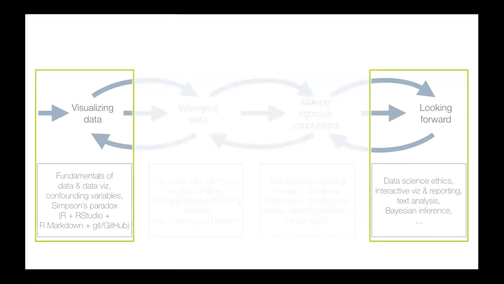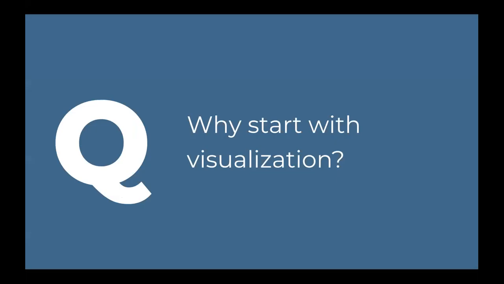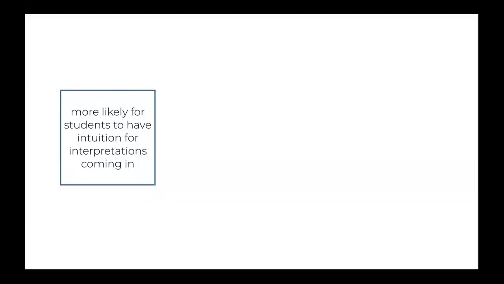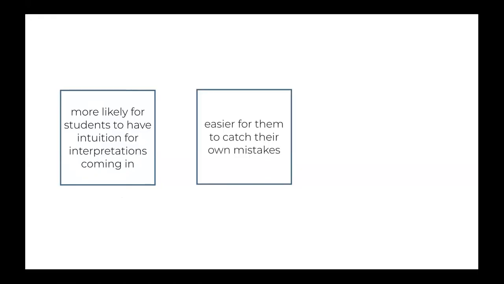So let's focus a little bit on the beginning and the end points. Why do we start with visualization? And I'll give three reasons for that. One of them is that, first of all, it's more likely for students to have intuition for interpretations coming in. Interpreting a model requires a lot of instructions beforehand. Interpreting a visualization is, I think, a lot easier on the students. Not that visualization interpretation is an easy topic, but it's easier for them to perhaps work through it on their own or in teams without additional instructions from the professor.